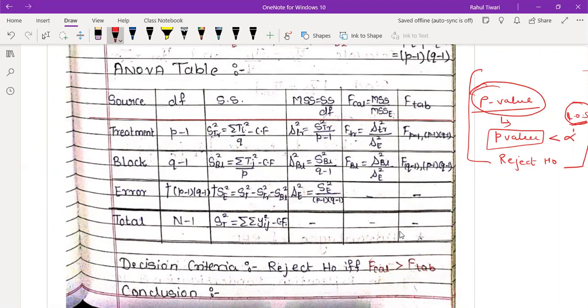So one can try one-way ANOVA and two-way ANOVA, using, suppose, Excel software. It is simple software. You should know how to perform the ANOVA. Okay, it becomes more interesting.